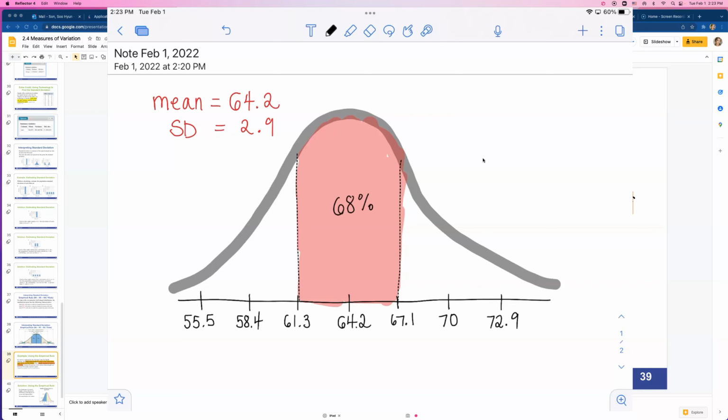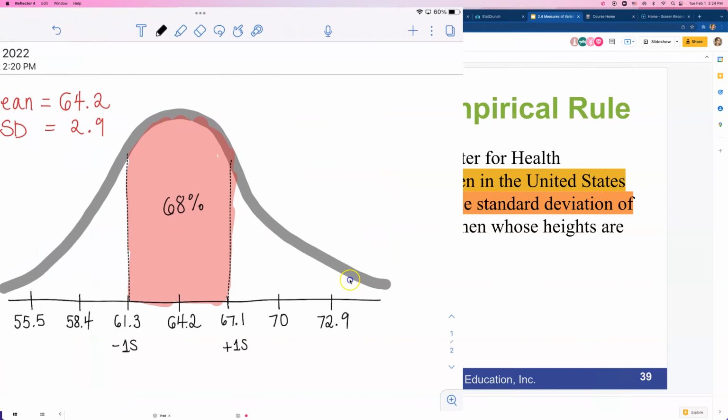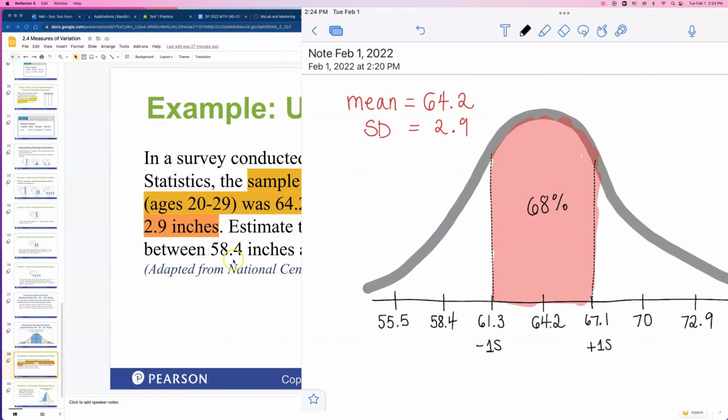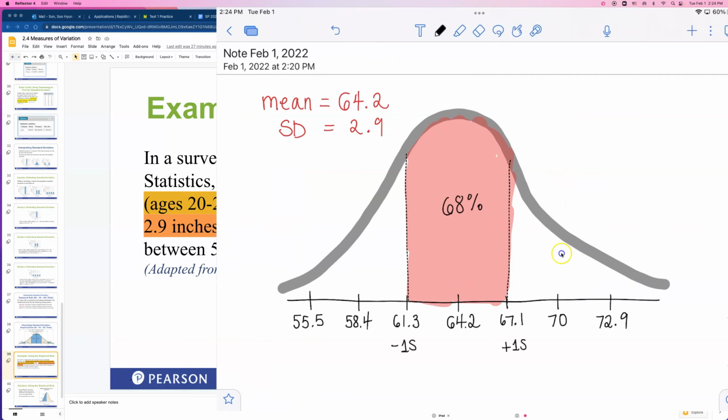Using the empirical rule, because that's plus 1 standard deviation and this is minus 1 standard deviation, within 1 standard deviation I have 68%. Is that the answer they wanted? In between 61.3 and 67.1? I don't know. Let me see. No, they wanted 58.4. So I need to go down further.